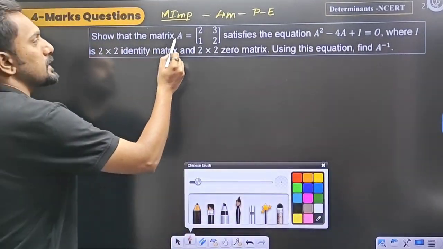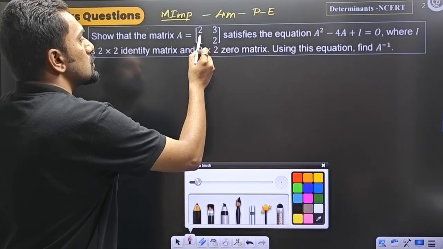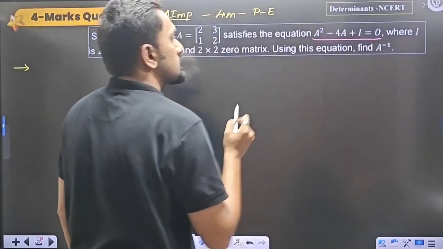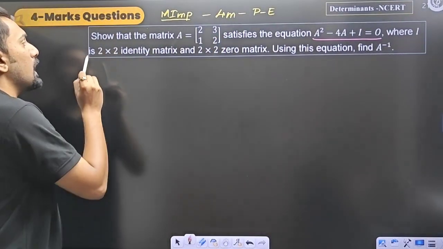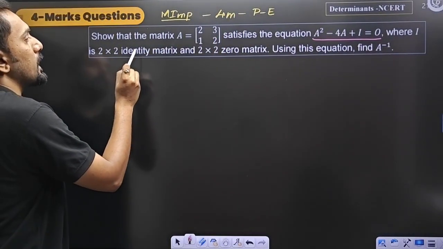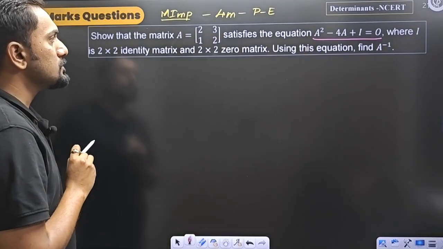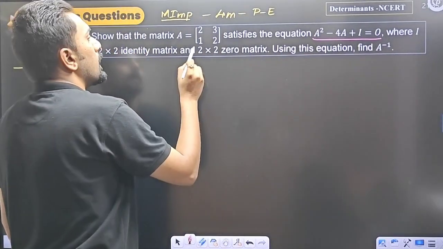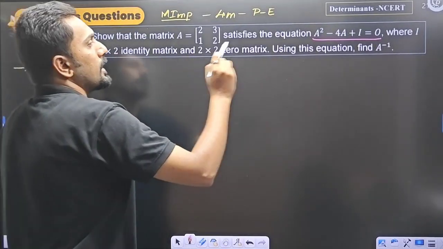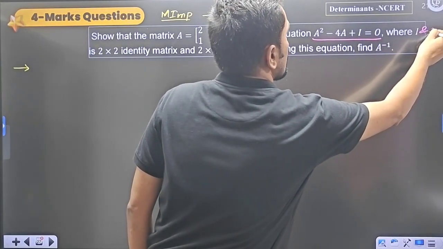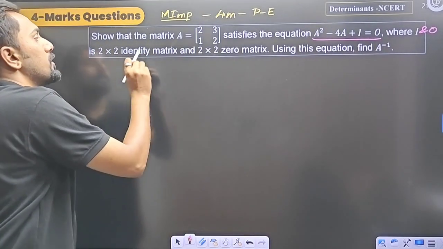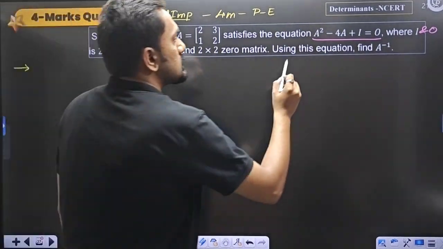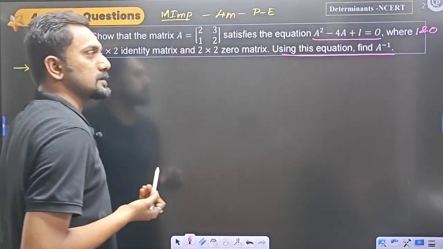Show that the matrix A equals this 2 by 2 matrix satisfies the equation, where I is the 2 by 2 identity matrix and O is the 2 by 2 zero matrix. Using this equation, find A inverse.